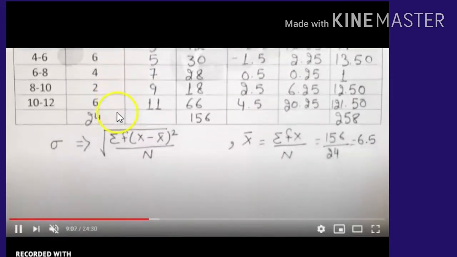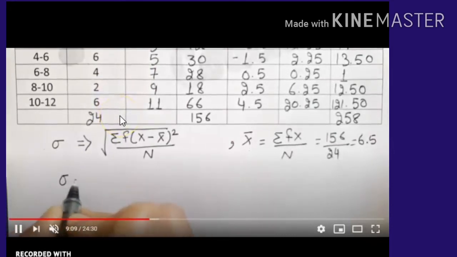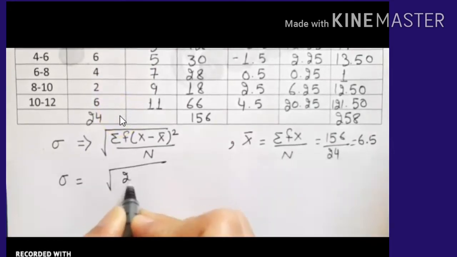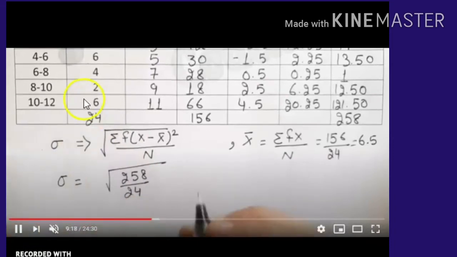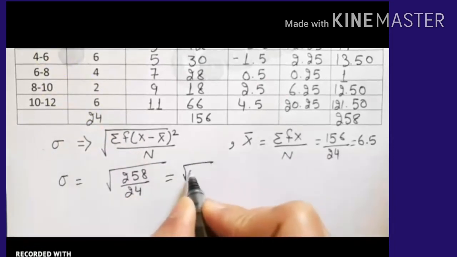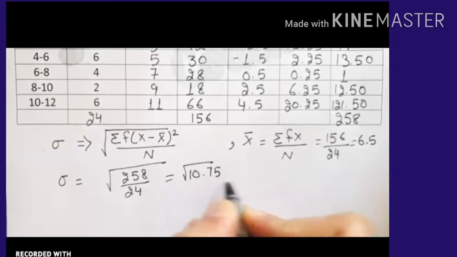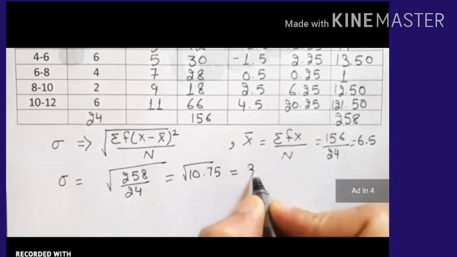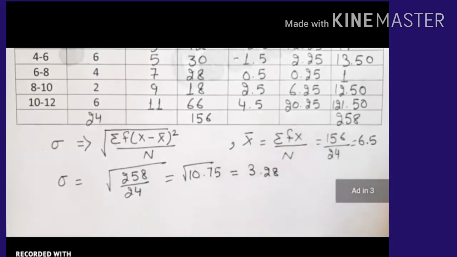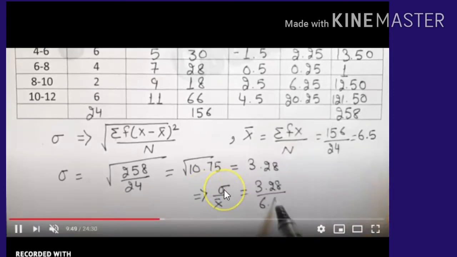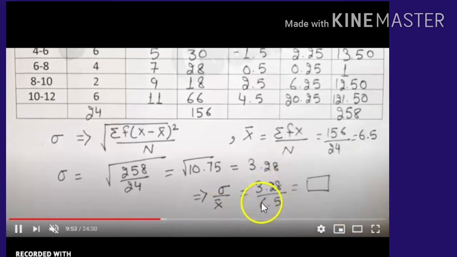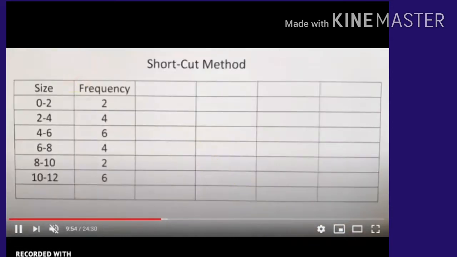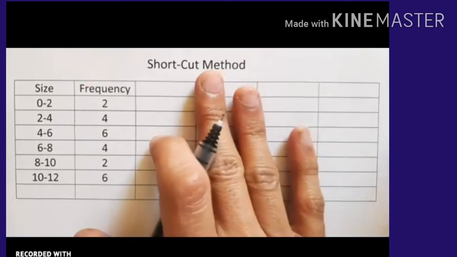Then you divide: root of 258 by this 24. After division you will be getting root of 10.75. Root 10.75 is 3.28. Next, to find the coefficient, that is sigma divided by x bar, that is 3.28 divided by 6.5. You will get one answer; do it as homework.